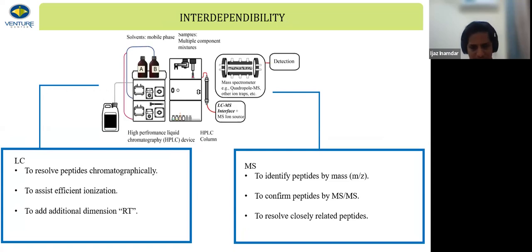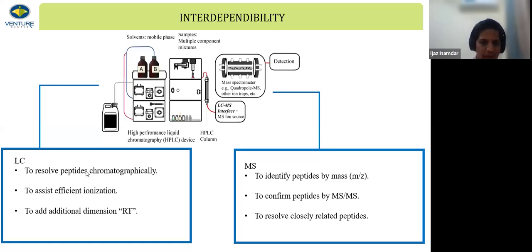Now let us talk about the application part. We have covered a lot of the theory part. As I said, can you operate LC standalone? Yes, you can operate LC standalone. Can you operate mass spec standalone? You can definitely operate mass spec standalone. But what is the advantage?